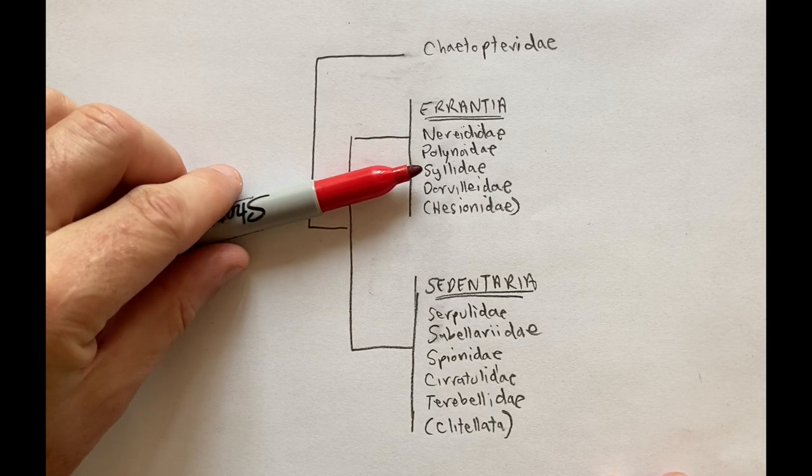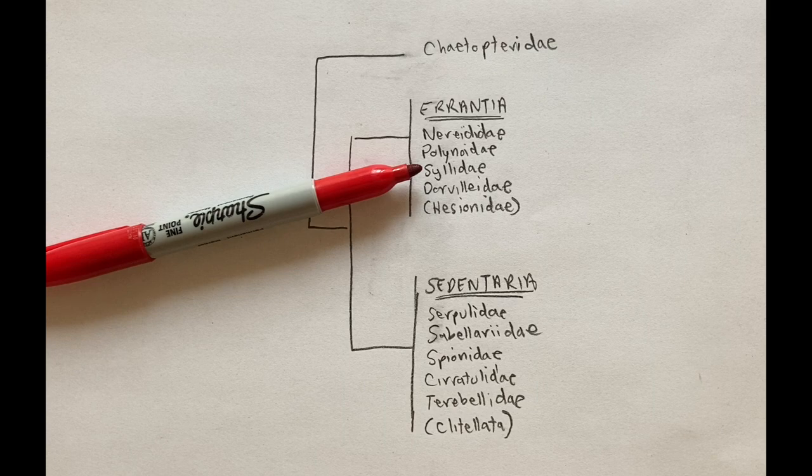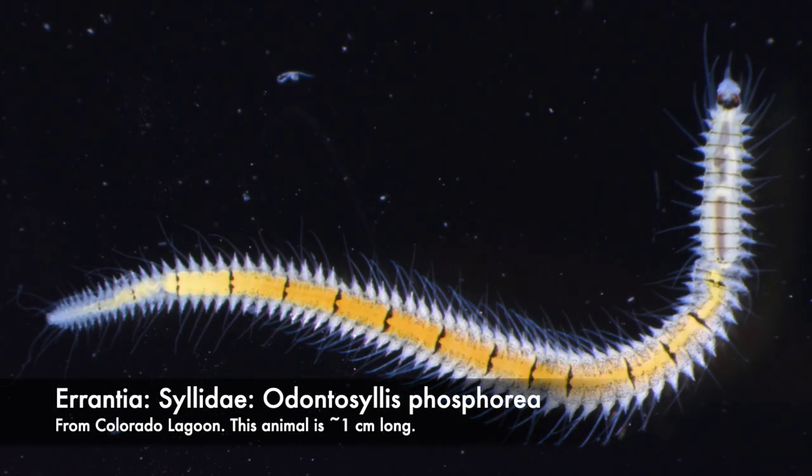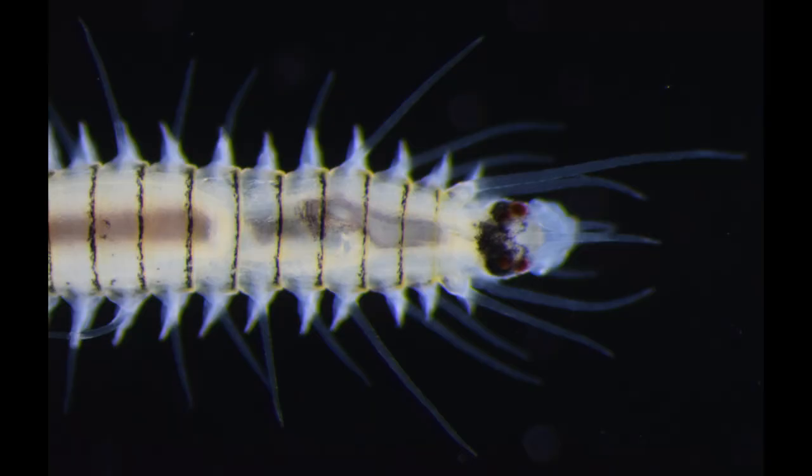Many syllid annelids undergo epitoky for reproduction. The normally bottom-dwelling worms swim to the water surface and mate there. Members of this species are also bioluminescent. You can see them at Colorado Lagoon in the summer.